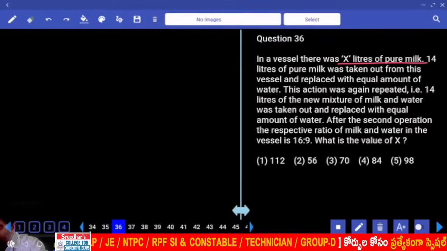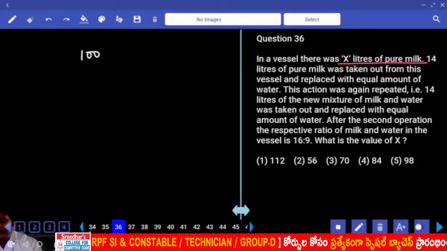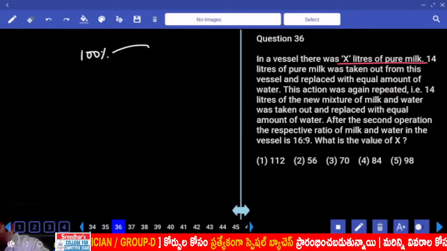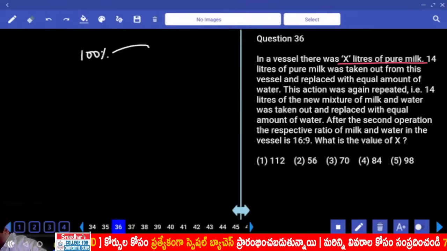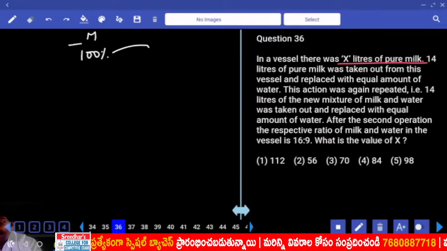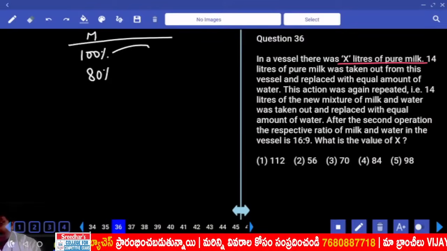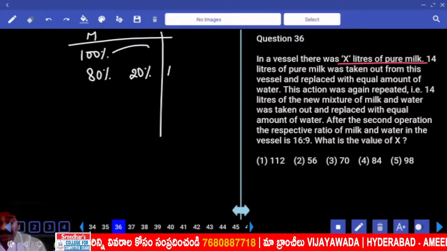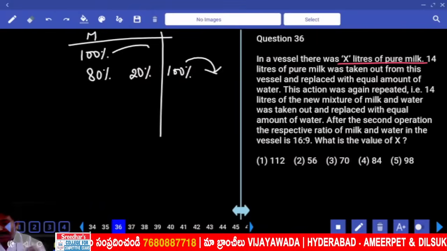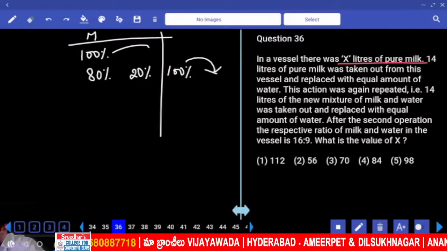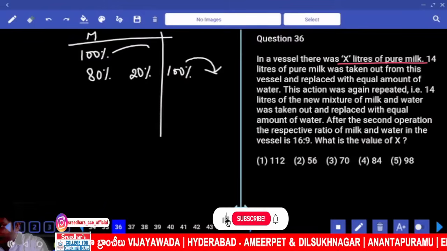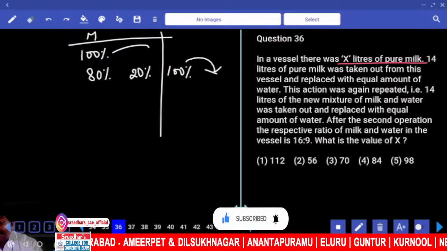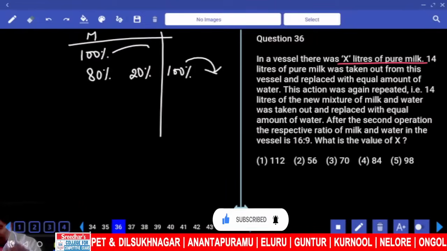That's the question. Correct? Initially, if you have 100%, suppose 20% is taken out and 20% of water is added. What will be the remaining milk and water in total? From the total 100%, if you take out 20%, that will be equal to 20% of milk, 20% of water goes out, correct? Then what will be remaining?